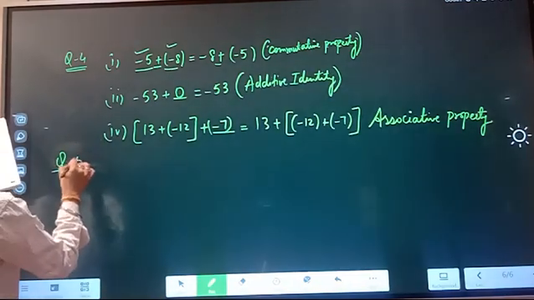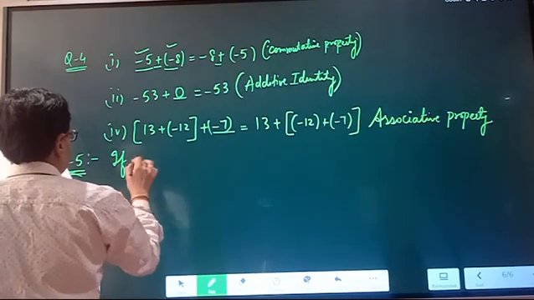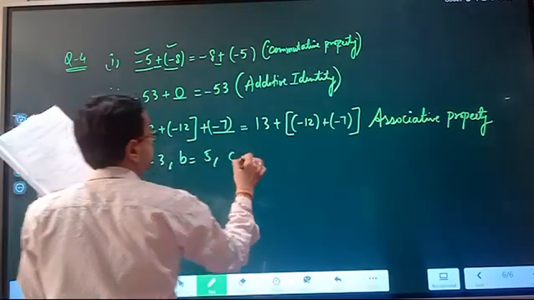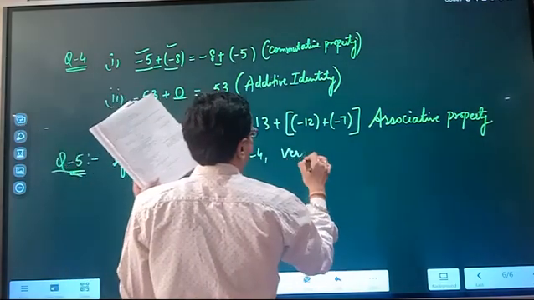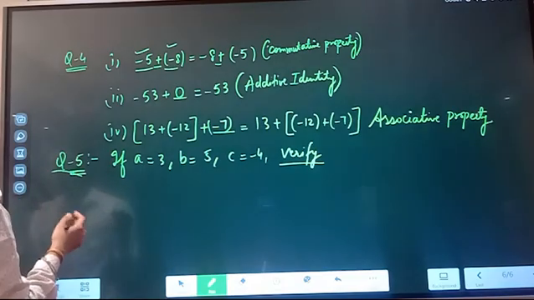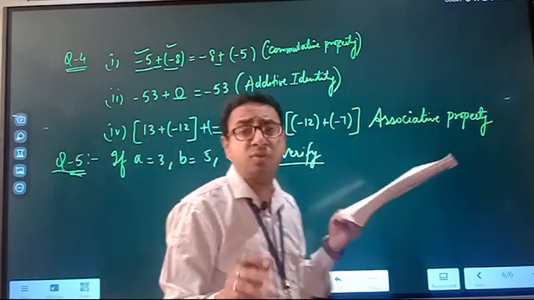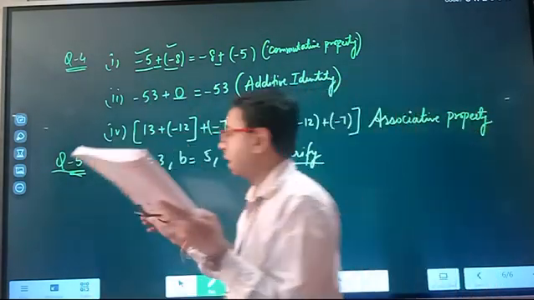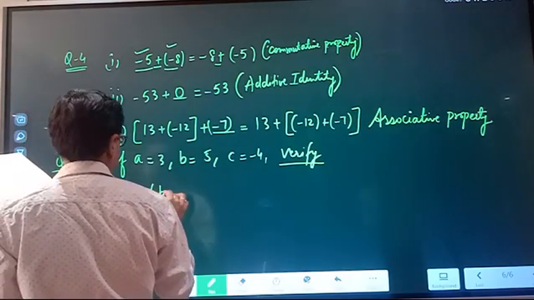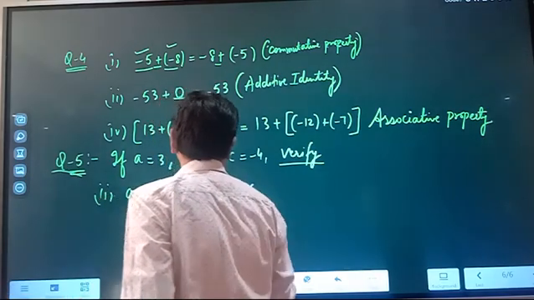Question number 5. If A is equal to 3, B is equal to 5 and C is equal to -4, verify. I'll be doing one part, you can do the other. In the first part, since A plus B is equal to B plus A, you'll be using only A and B. I'll be doing the second part. Verify. Second part, A plus (B plus C) is equal to (A plus B) plus C. See how to do such questions.